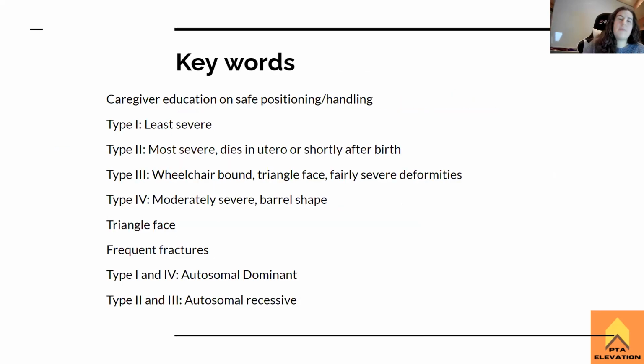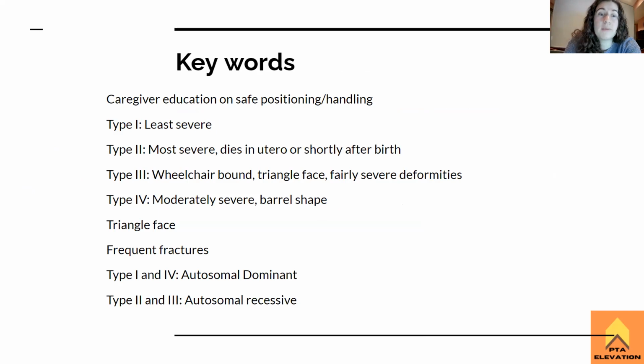So keywords, everybody, remember, what's our biggest keyword? Say it with me. What is our biggest thing we're doing? Safe positioning and handling with this individual. Educating the parents. Remember, when it comes to treating any sort of kid, it is family-centered care. So what that means is that everyone's involved, all hands on deck for treating this patient. We want to make sure we all know what's going on and that we can all help this kiddo in the best way that we can.